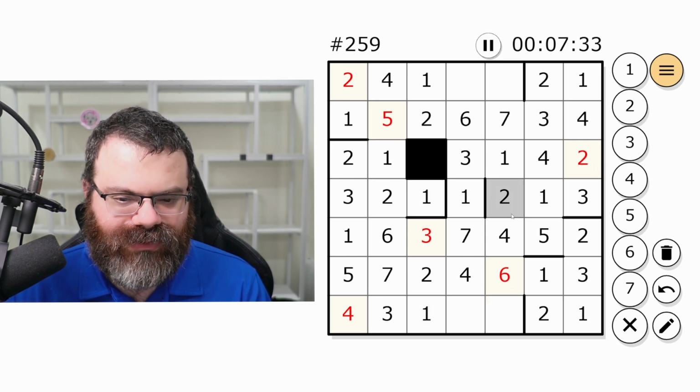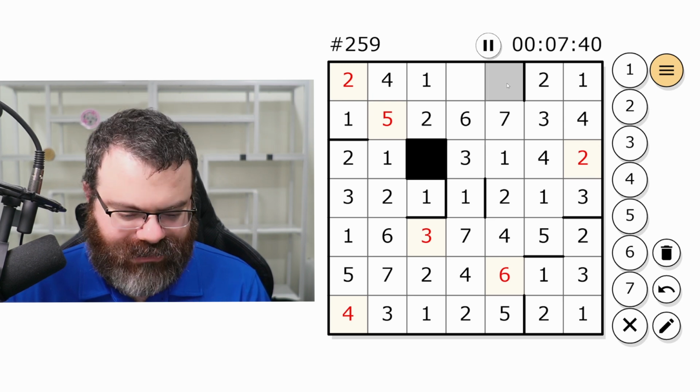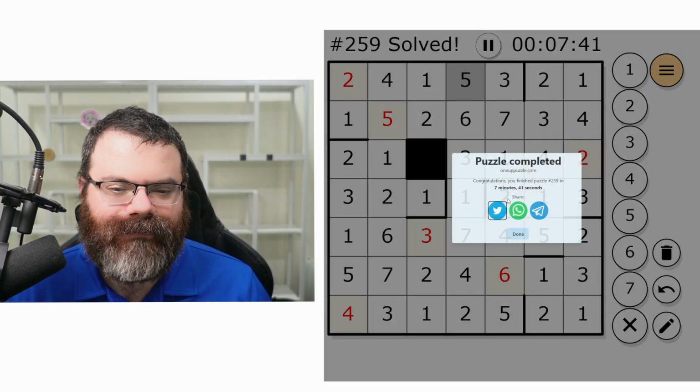This row needs a 2. This 2 says not there, though that's 2. It also needs a 5. Finish the column. And let's just finish this up. We need a 3 and a 5. This 3 says the 3 is there. Finish with the 5. All right.